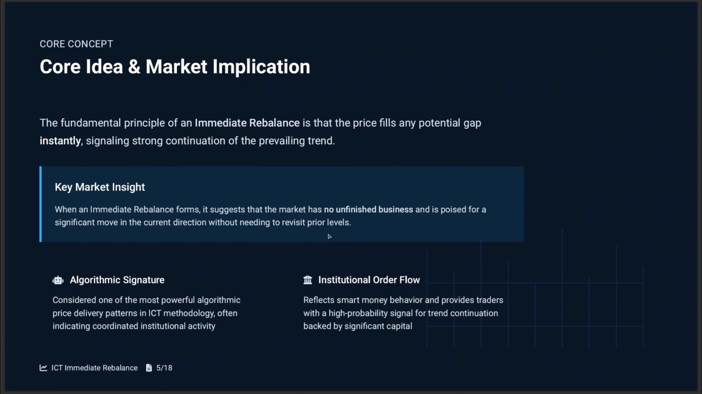So I know a lot of us will sometimes have some fair value gaps, right? And either that fair value gap will get filled after the next couple of candles or after, let's say, a day or two or even a month, right? It just depends on when price wants to come back to that level. But with immediate rebalances, you don't have any of that. And I'll show you an example in a bit. With immediate rebalances, the market reacts so quickly that it instantly fills any gaps and then moves on in its intended direction. So let's talk about algorithmic signature.